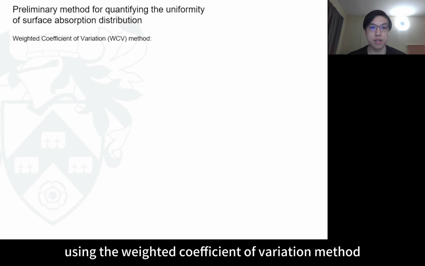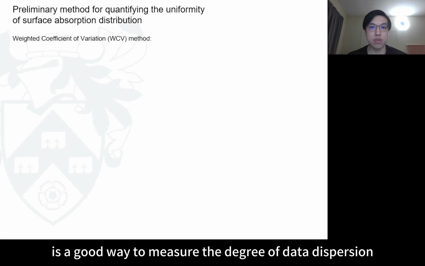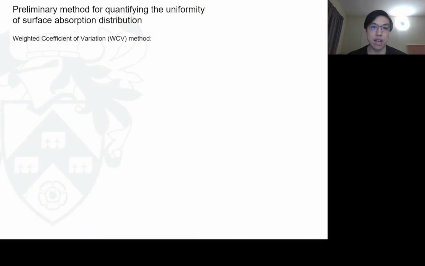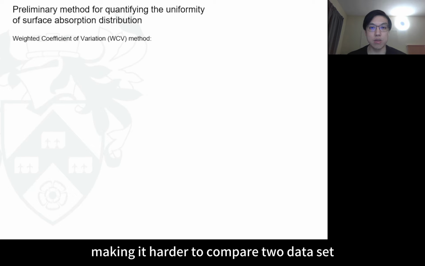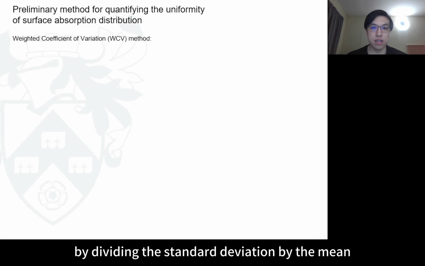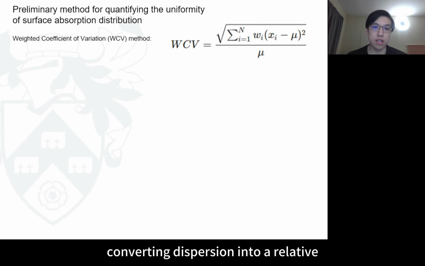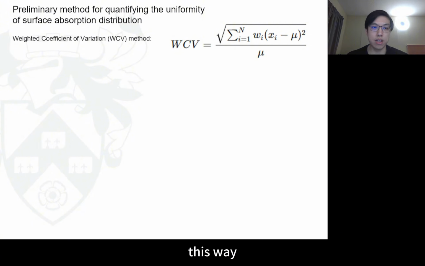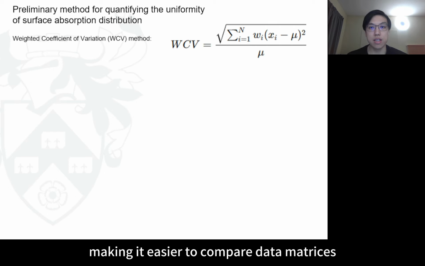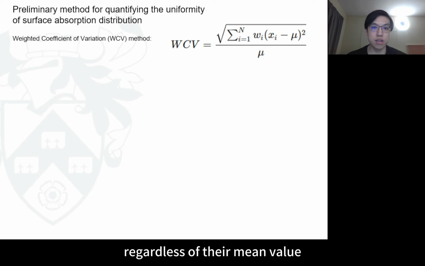of variation method. We know that standard deviation is a good way to measure the degree of data dispersion. However, a limitation of standard deviation is that it uses the same units as the original data, making it harder to compare two datasets when their mean values are quite different. The WCV overcomes this issue by dividing the standard deviation by the mean, converting dispersion into a relative unitless measure. This way, WCV consistently represents relative dispersion, making it easier to compare data metrics regardless of their mean value.